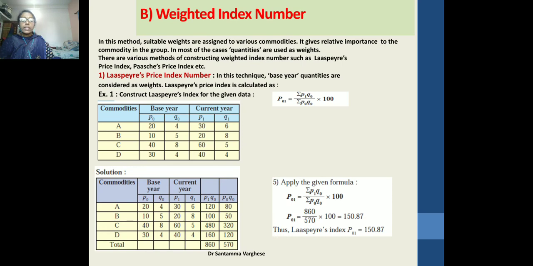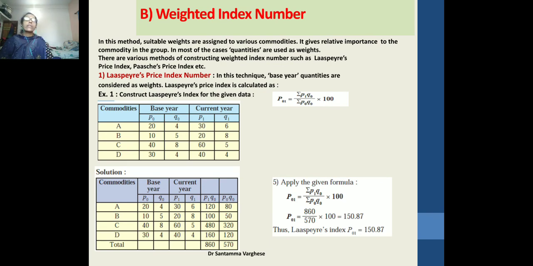In this method, suitable weights are assigned to various commodities. It gives relative importance to the commodity in the group. In most cases, quantities are used as weights. There are various methods of constructing weighted index numbers, such as Laspeyres' price index and Paasche's price index. So there are two ways that you can construct the weighted index number.